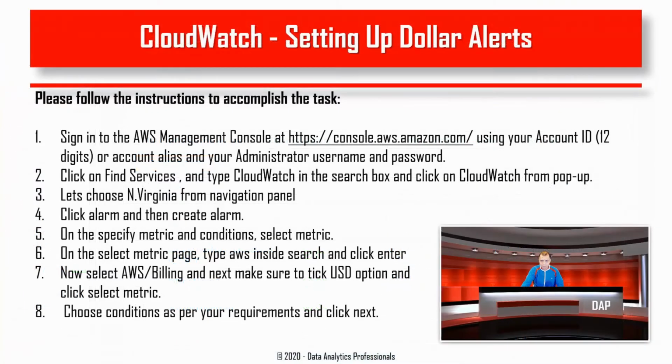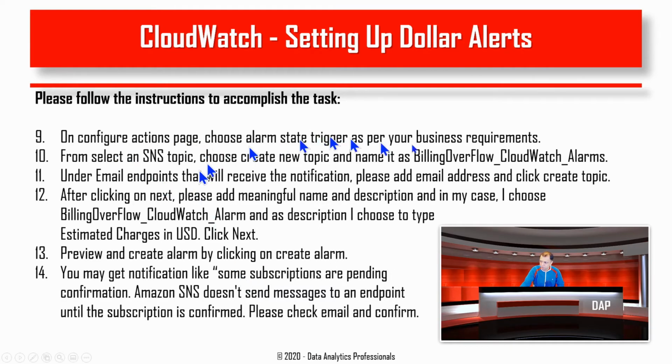And let me quickly take you back to the slideshow. So here it is: signing in, finding the service, which is CloudWatch, and then I choose North Virginia from the navigation panel, and then click alarm and create alarm, and then specify metric and conditions, and select metric, going through all those steps that I have already shown you. So if you see, all that stuff has been done. You can pause it and have a look. Generally it should match what I have shown you.